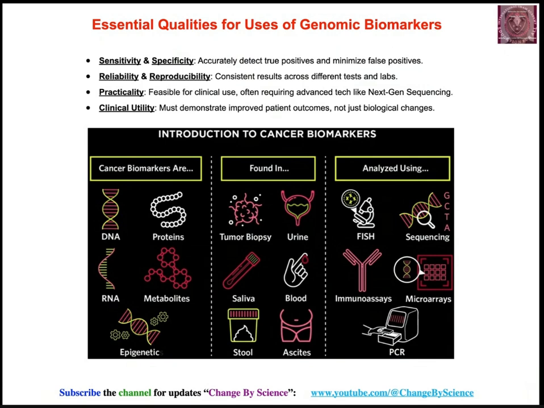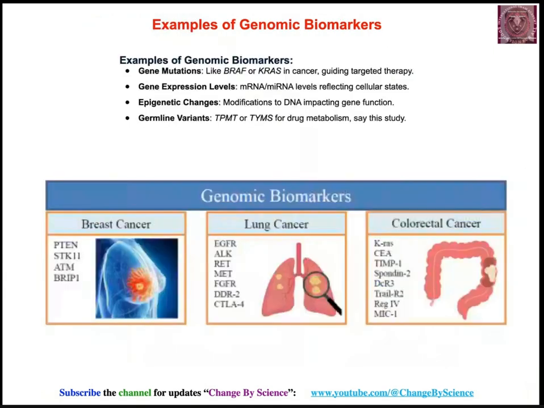And here you can see the basics about these genomic biomarkers, especially in cancer. So cancer biomarkers could be DNA, proteins, RNA, metabolites, and could be found in tumor biopsy, urine, blood, saliva, stool, ascites. Then they could be analyzed by using FISH, sequencing technologies, immunoassays, microarrays, PCRs.